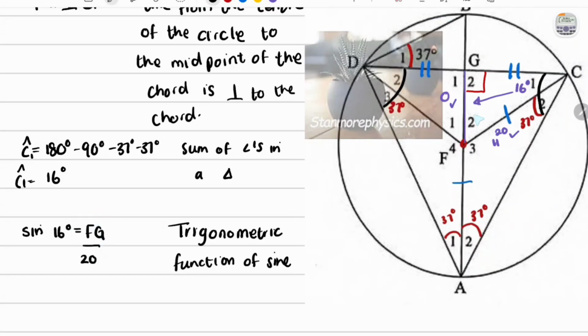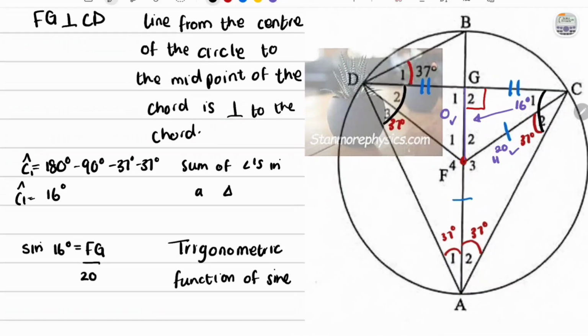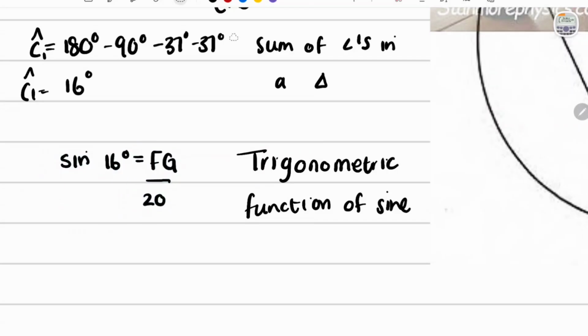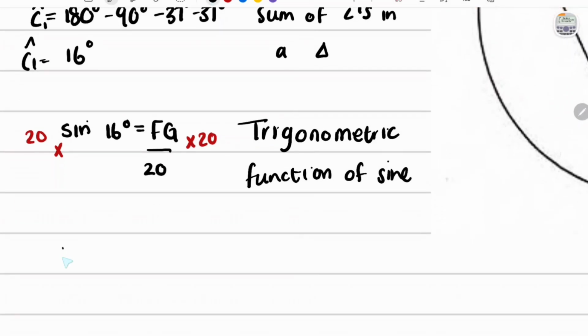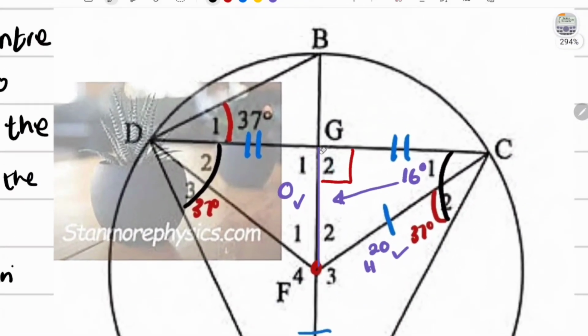Now, remember we just need to find FG so that we can find BG, because we can see that BF is a radius and we know its length is already 20 units. Here I'll multiply both sides by 20, so times 20 and times 20, and these two would cancel. I'm going to leave it like this because this is not the final answer. The final answer is to find BG. So FG is 20 sine of 16 degrees. Let's leave it like that for now, since we have found FG.